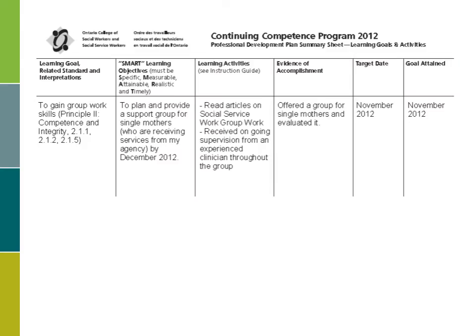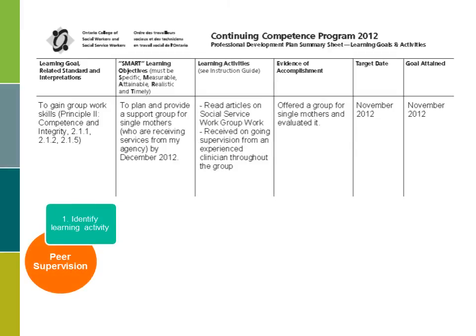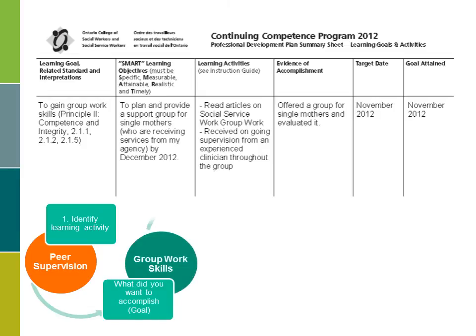This slide shows how you can go back to complete your professional development plan in hindsight. Once you've identified your learning activities and associated them with a goal, you can enter the information in your professional development plan. Here's how it may look. In this example, the member noted that they had read articles on group work and received ongoing supervision throughout the group. Their identified goal was to gain group work skills. This goal was related to Principle 2, competence and integrity.